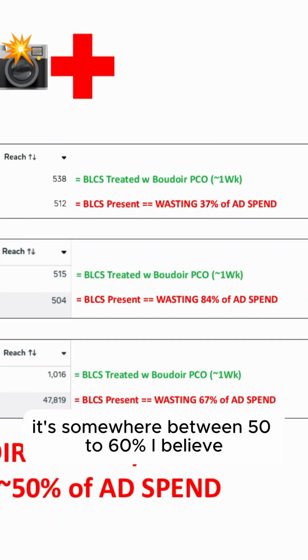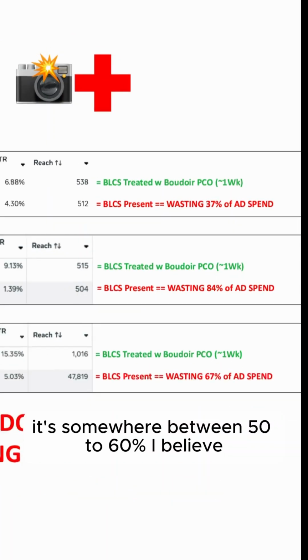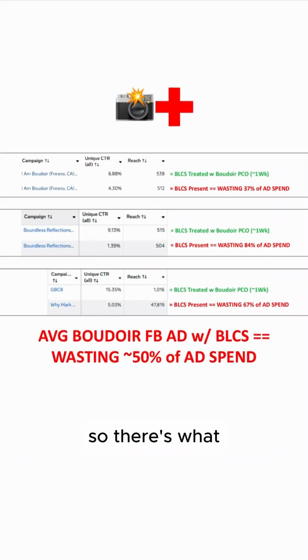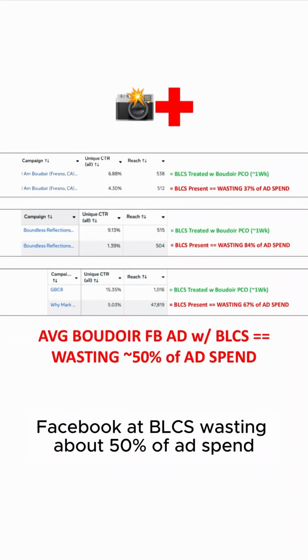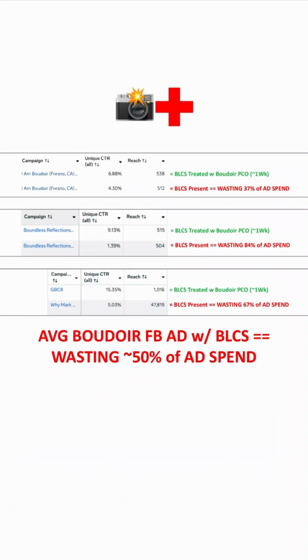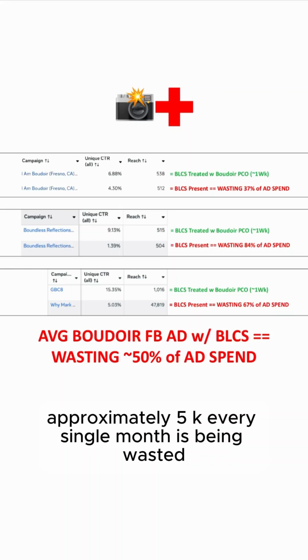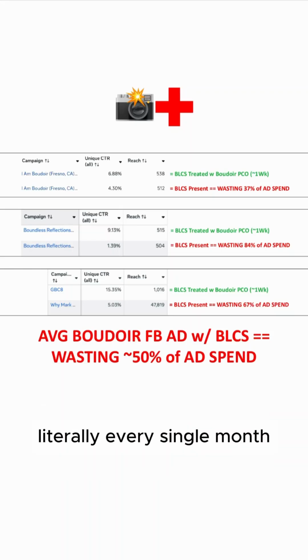Just take the average of those. It's somewhere between 50 to 60%, I believe. So there's about Facebook ad with BLCS wasting about 50% of ad spend. And so they're spending 10 grand a month on Boudoir Facebook ads. Approximately 5K every single month is being wasted, literally every single month.